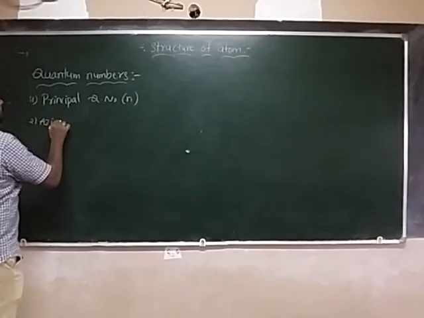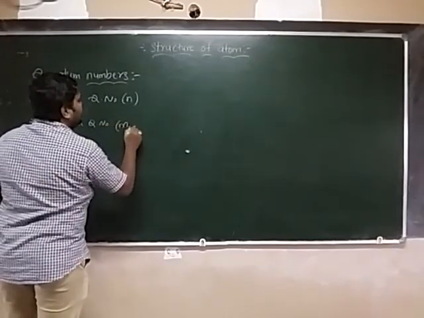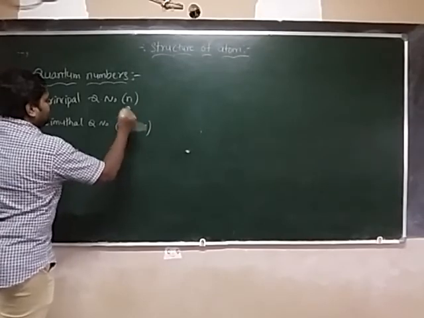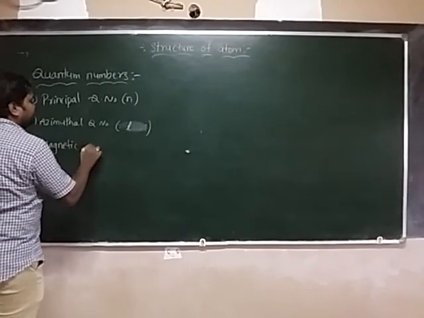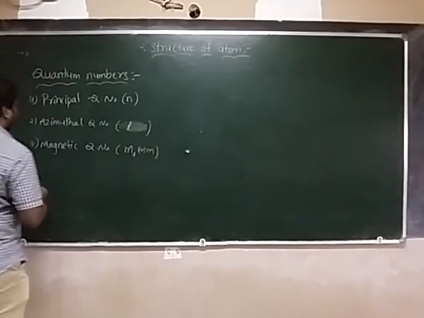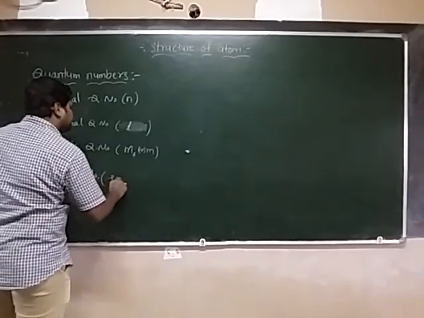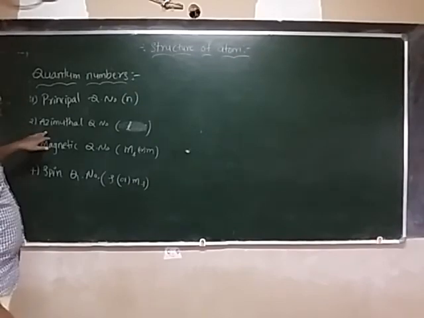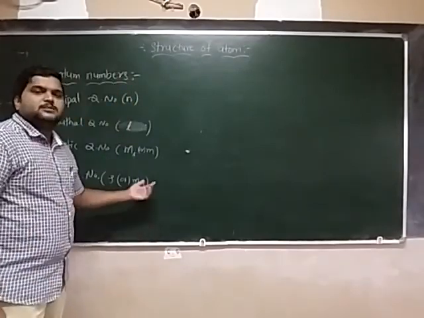Second one, azimuthal quantum number, is indicated with l, not ml. Next, magnetic quantum number, this is indicated with ml. Next another one, spin quantum number, indicated with s. So the first three quantum numbers, principal, azimuthal and magnetic, give information about the atomic orbital, and the spin quantum number gives information about the spin of the electron.